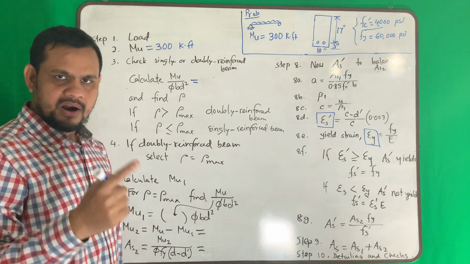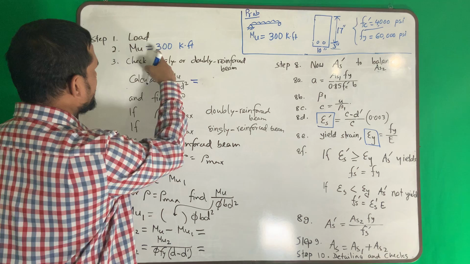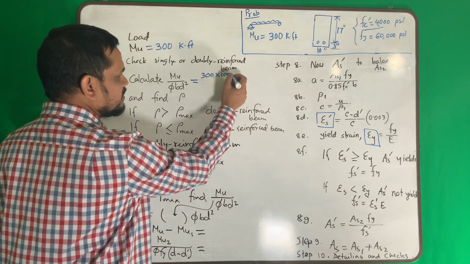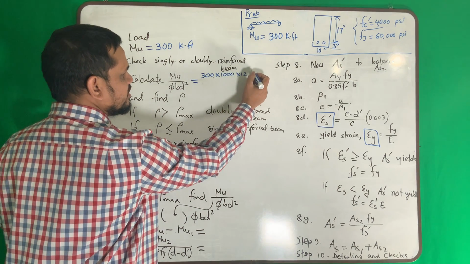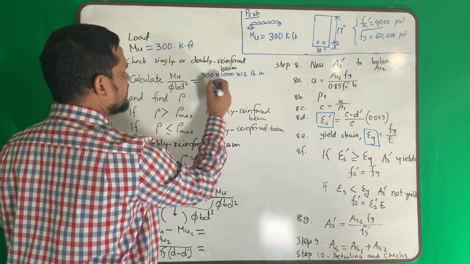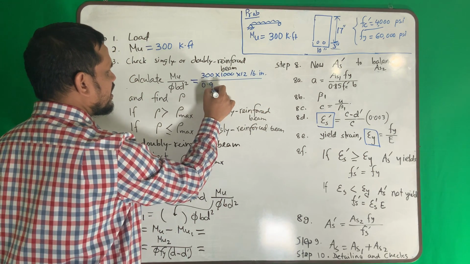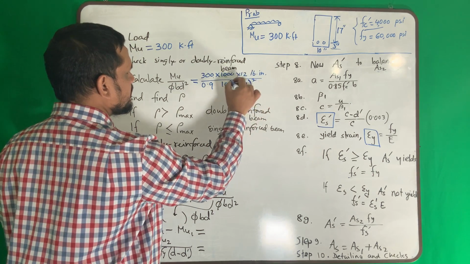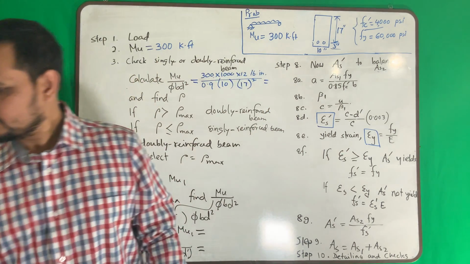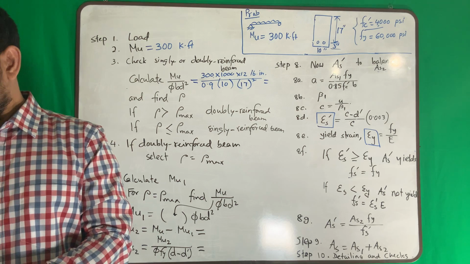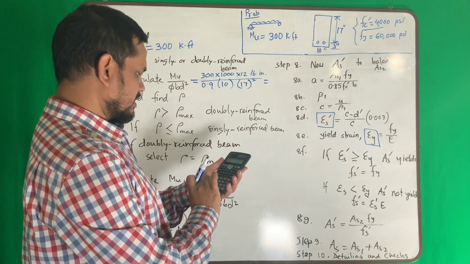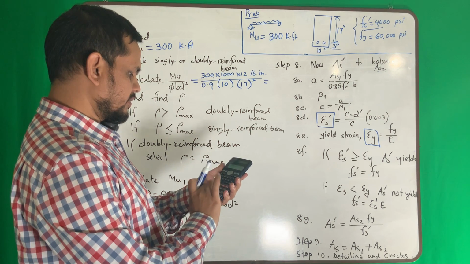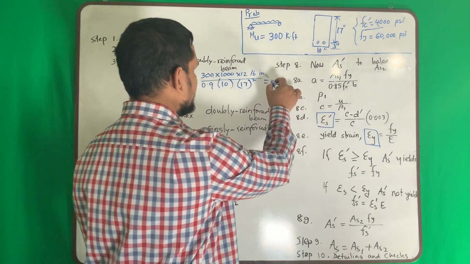And this value is typically in pound-inch units. So moment 300 kip-feet. So 300, we need to make it pounds, then times 12. So it will be pound-inch divided by phi is 0.9, b is 10, and d is 17. What is this value? If I solve it, 300, 12,000, divided by 0.9, 10, 17 squared, I get 1384.